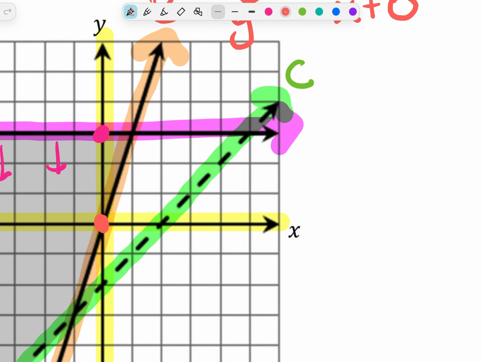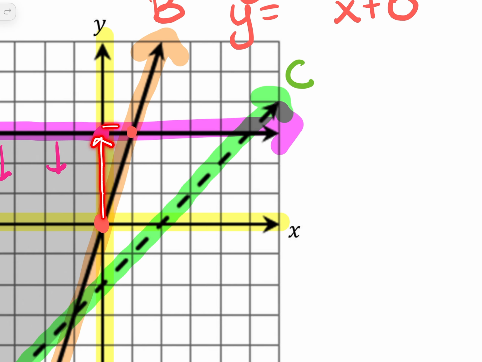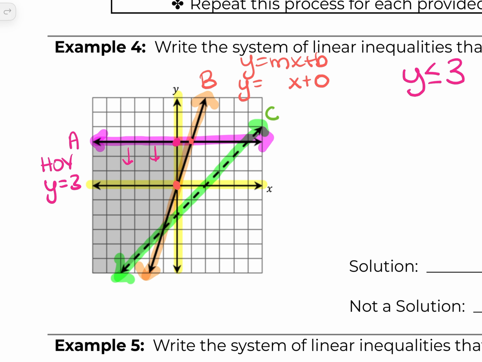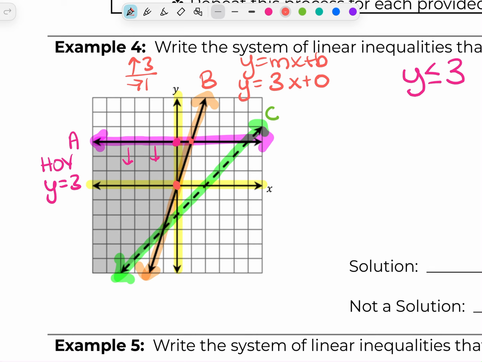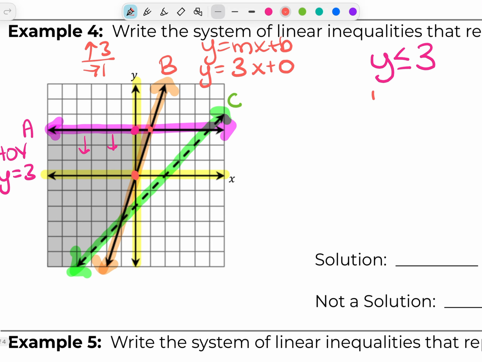So we need to pick a second perfect point. And I see one right here. When I count my rise over run, that is up 3 and to the right 1. When I set it up as a rise over run, that will become 3 over 1, which is just 3. Now, when I write my inequality, remember we're not doing equal signs. And then my 3x plus 0 could be simplified to just 3x.